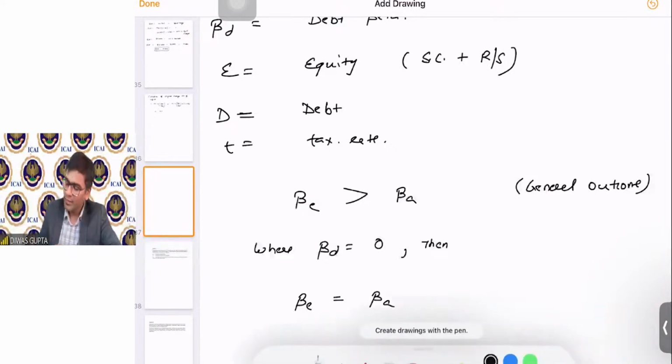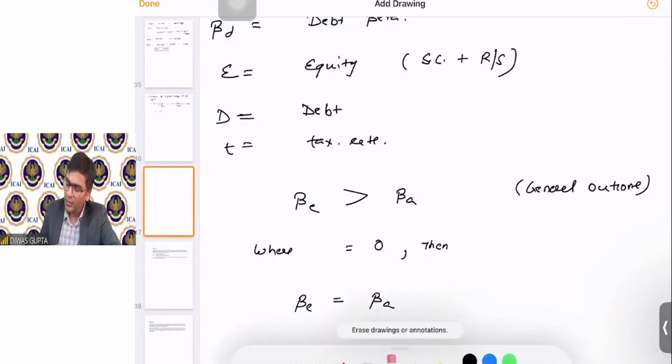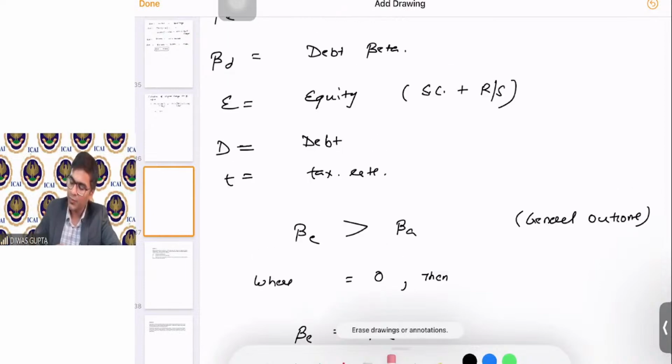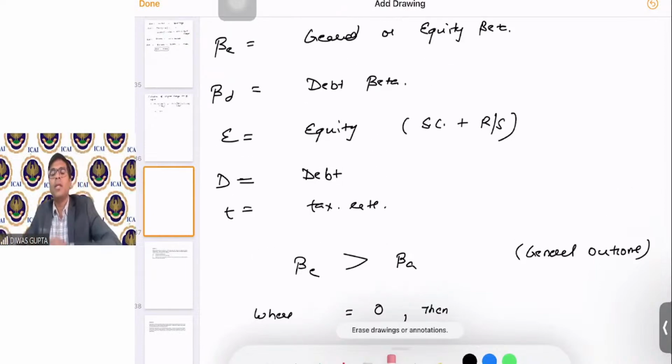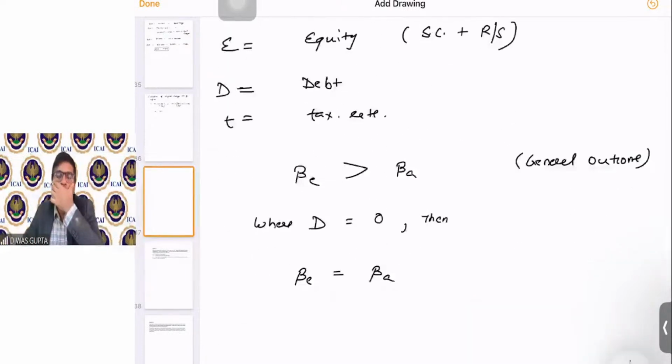What I mean is, sorry, beta of debt is 0, where debt itself is 0. Then equity beta will be equal to the asset beta, because if the company has no leverage on account of debt, then geared or ungeared beta will be the same. It will have no benefit.